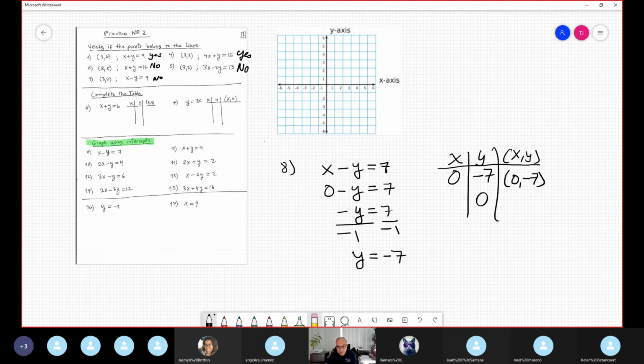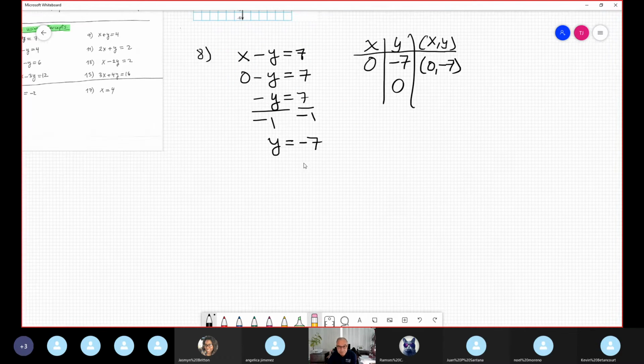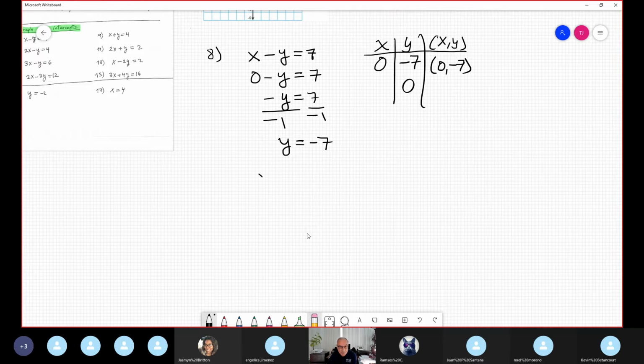Likewise, 0 in y is x minus 0 equals 7. 0 is nothing, therefore it's easier. x is equal directly to 7. And the point is (7, 0).